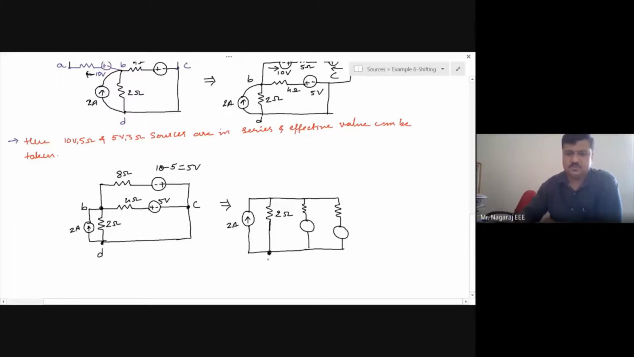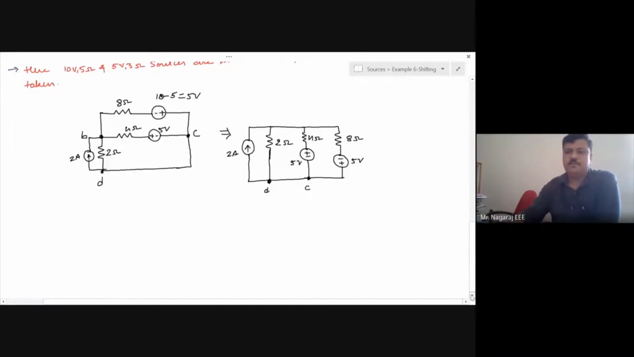So this is node D. This was C. Okay, so it is connected to a common connection. So this is 4 ohms, 5 volts, and this is 8 ohms and 5 volts. So now there are two voltage sources in parallel. I cannot realize or minimize two voltage sources directly in parallel. Those have to be transformed to the current sources.